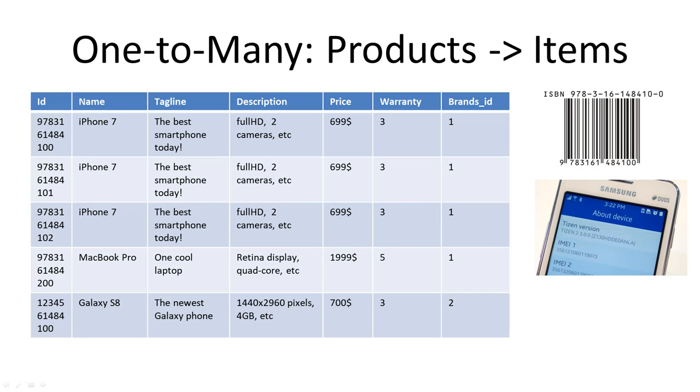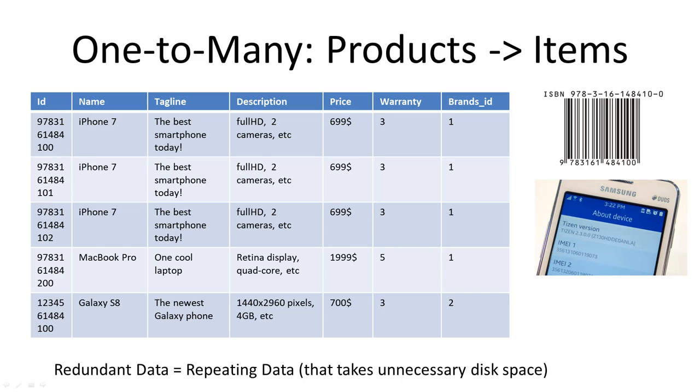Well, the name, tagline, description, price, brand, and warranty are repeating for every product, as you can see for the iPhone 7. We should remove that data redundancy from our design. So how could we do that, you may ask?